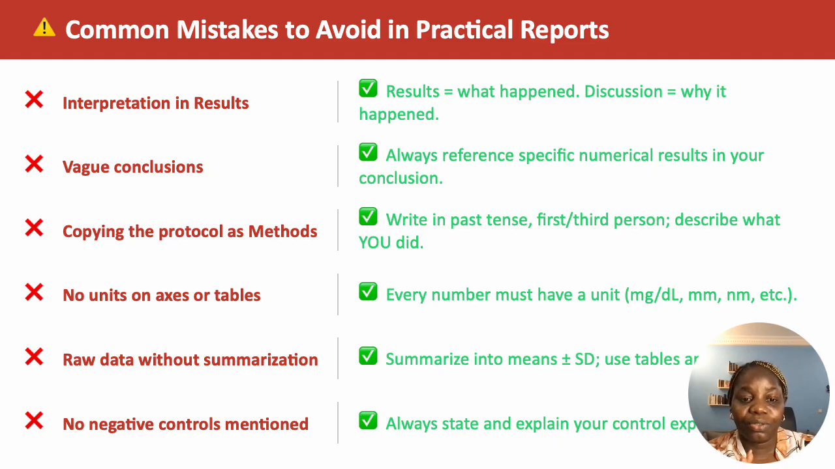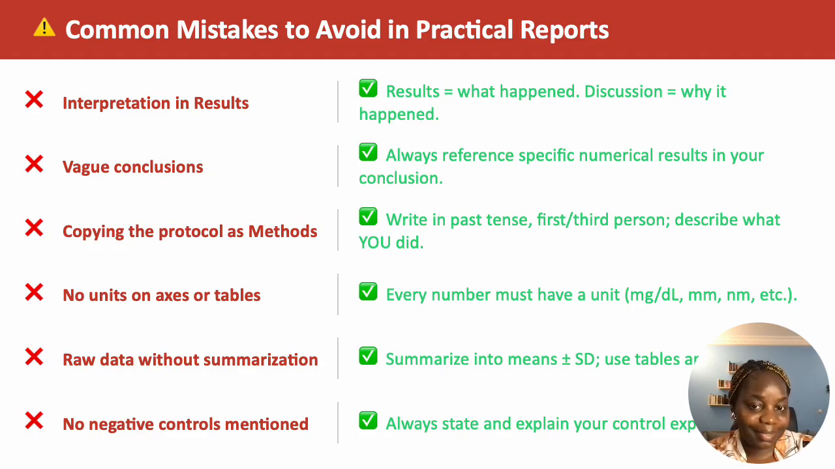No scatter plot. No negative control mention. Always mention the negative control. Even the technical control, mention them. Okay, so what you should do is for the result, you should describe exactly what happened. The discussion is why it happened. Distinguish between the two. Always reference specific numerical results in your conclusion.